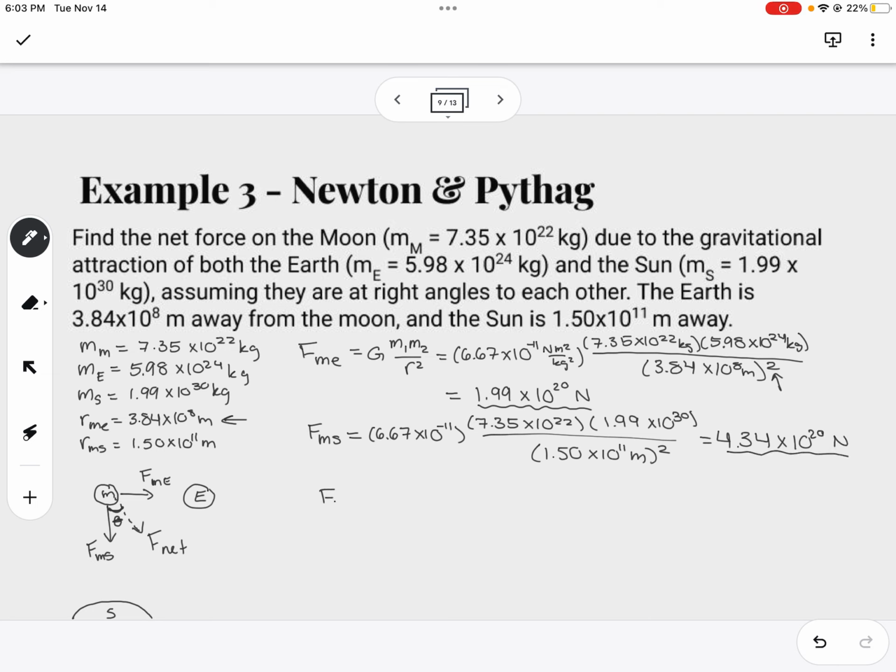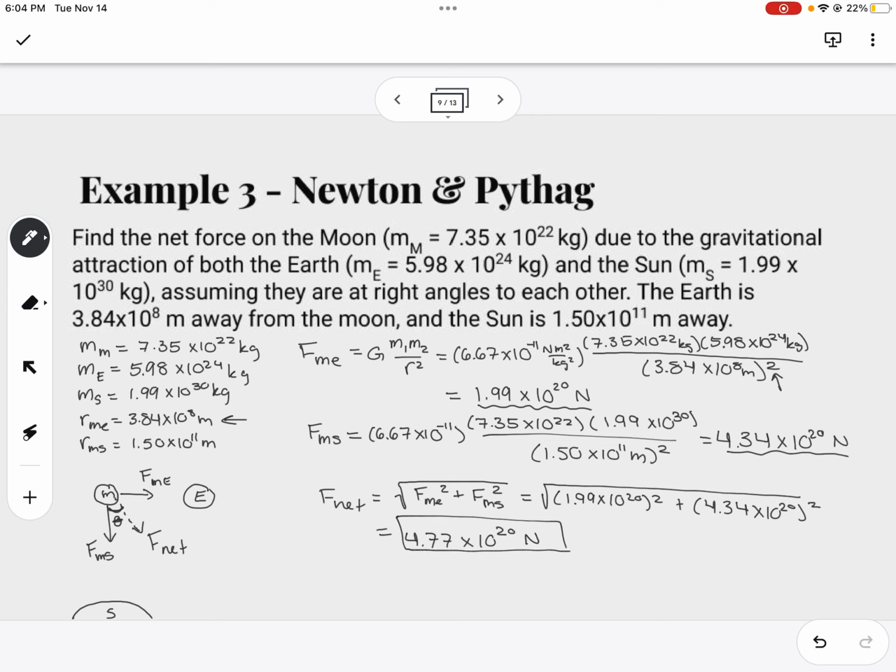If I'm trying to figure out my net force, there's a little bit of review for us. How do you find net force? If you have two force components and you want the net one, we're going to use Pythag. So it's going to be the square root of FME squared plus FMS squared. Plug in your gigantic numbers over here: 1.99 times 10 to the 20th squared plus 4.34 times 10 to the 20th squared. You're going to get a net force of 4.77 times 10 to the 20th newtons.